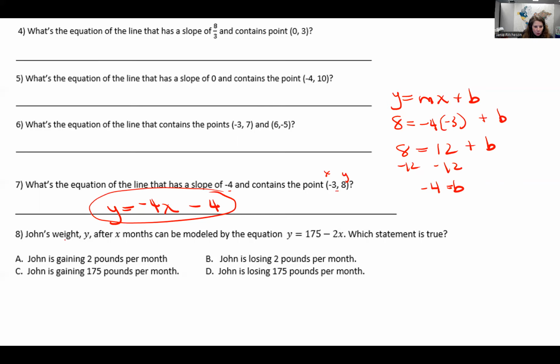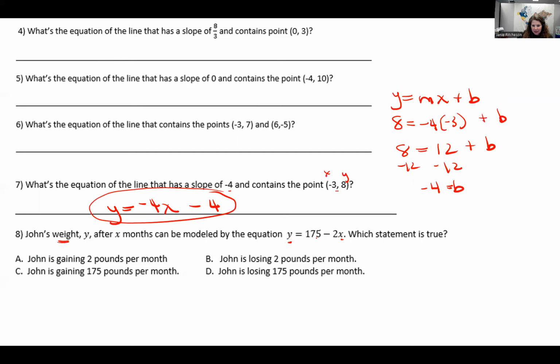Number 8, John's weight, which is y, this is his total weight, after x months can be modeled by the equation. So x represents months, right? So 175 minus 2x, this is about weight. So which of these statements makes sense? John is gaining 2 pounds per month.